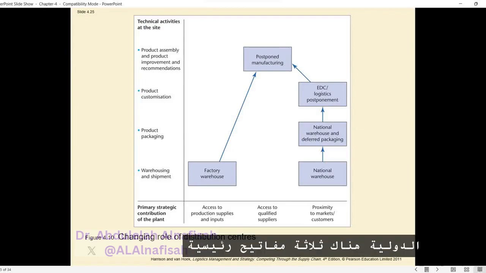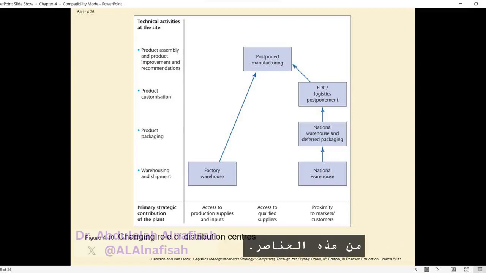Organizing for international logistics. There are 3 key elements in organizing for international logistics: layering and tiering, the evolving role of individual plants, and reconfiguration processes. Let's explore each of these elements.